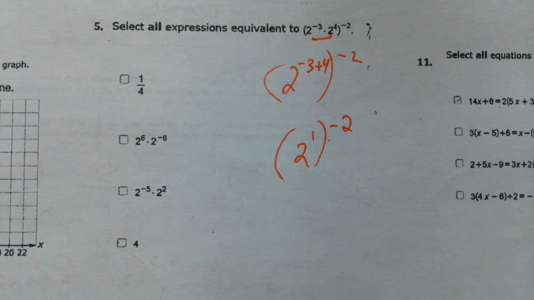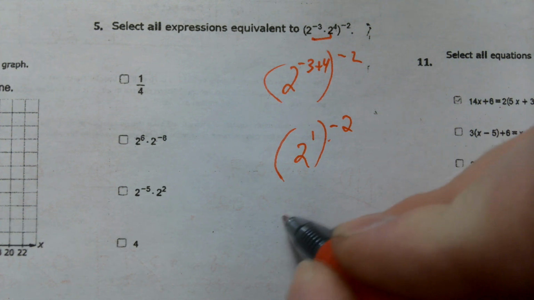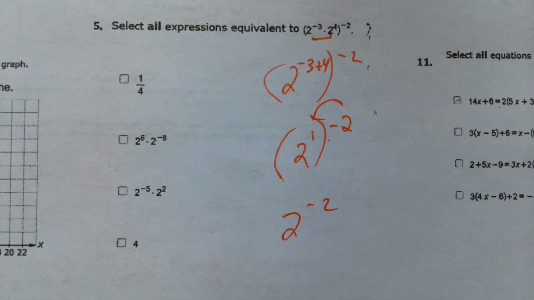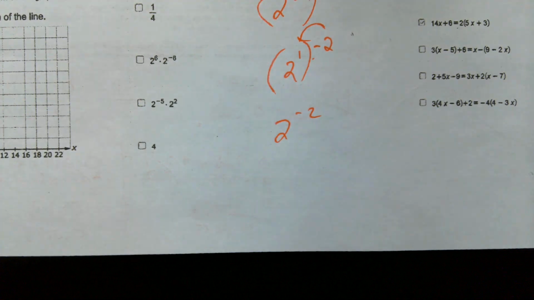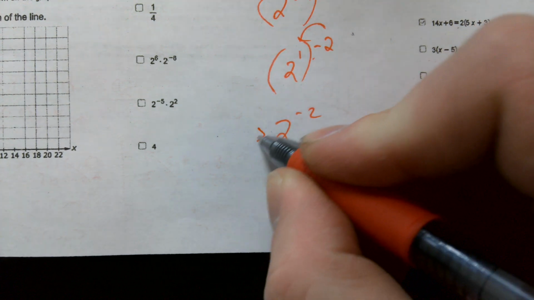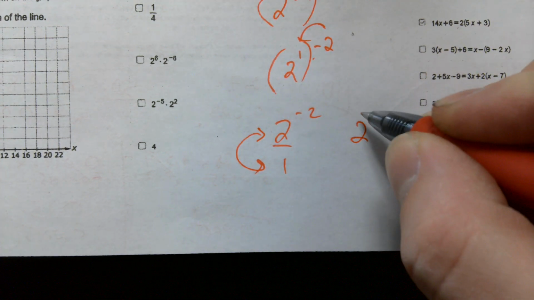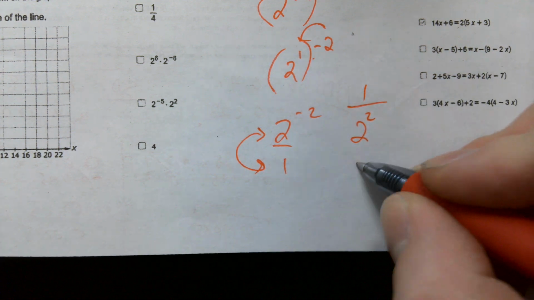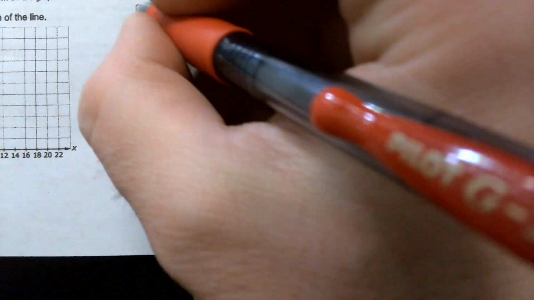What do I want to do with these exponents now? Multiply. Should I leave a negative exponent in my answer? No. How can I make it positive? By putting it over 1, flipping it around, and making it positive. So we get 1 over 2 squared, which is just 1/4. Can I move on? No.